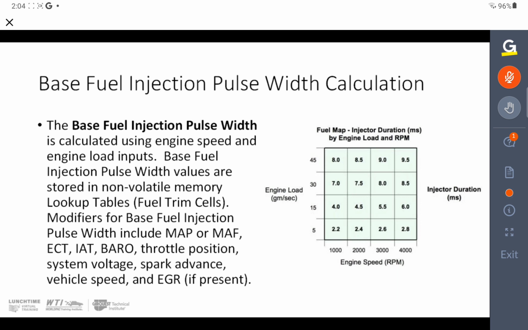The fuel trim cell is basically going to be a non-volatile memory. The fuel trim cells will modify and adjust fuel injection pulse width depending upon what MAP or mass airflow is showing, engine coolant temp, intake air temp, barometric pressure, throttle position sensor, system voltage, and so on. So by adjusting the injector pulse width, we can adjust the amount of fuel that we're putting in the system to correct for either a lean or a rich condition.